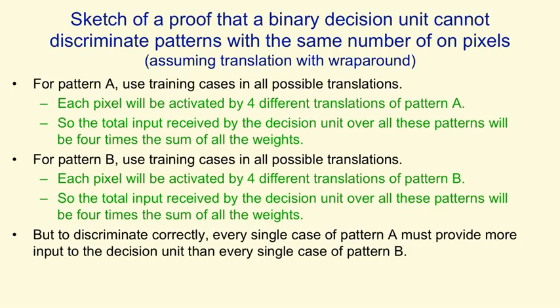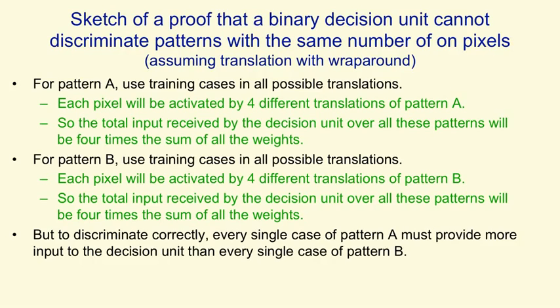But the perceptron, in order to discriminate correctly, has to have weights so that every single case of pattern A provides more input to the decision unit than every single case of pattern B. And that's clearly impossible if, when you sum over all these cases, all those different versions of pattern A and all those different versions of pattern B provide exactly the same amount of input to the decision unit. So we've proved that a perceptron cannot recognize patterns under translation if we allow wraparound.